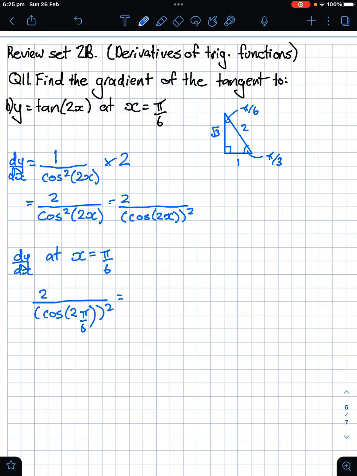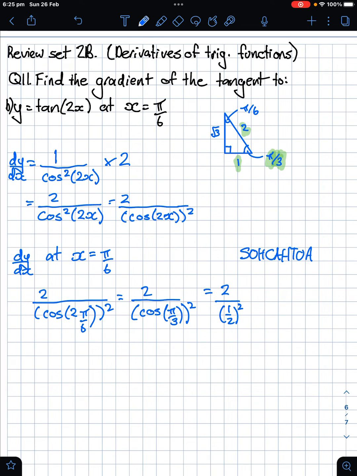Okay, now, you'll notice 2 times pi over 6 is going to be pi on 3. So that's going to be 2 over (cosine pi on 3) all squared. Now cosine, if we remember our SOHCAHTOA, cosine of pi on 3 is adjacent over hypotenuse, so this should be 2 over a half squared.